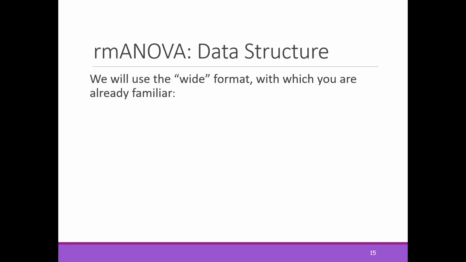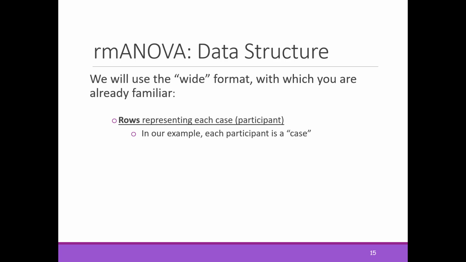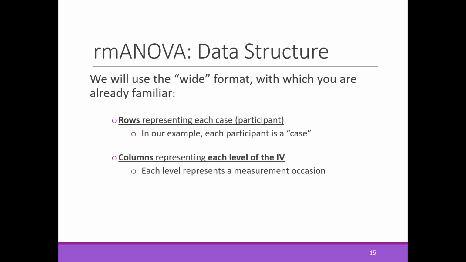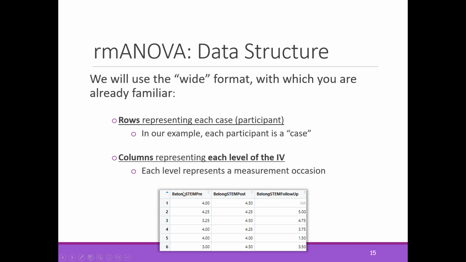A quick note about data structure. And so when you hear somebody talking about using data in a wide format, then this is what it means. So the rows represent each case. So in this case, that is also true for us, that each row represents a person, a participant, or a case. And then the columns represent each level of the independent variable. And so, for example, in my dataset, I might have 3 levels of my independent variable. There's pre and post and follow-up as the levels, and they're represented by a column. And so if you hear a wide format data, this is what it means. The more you know.